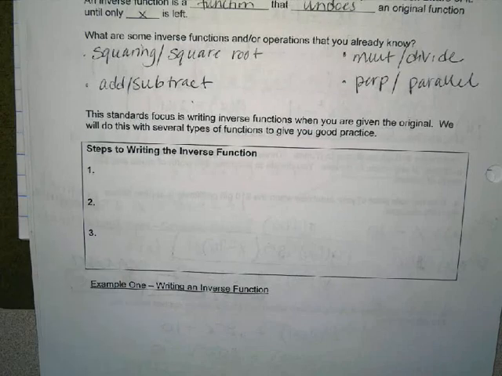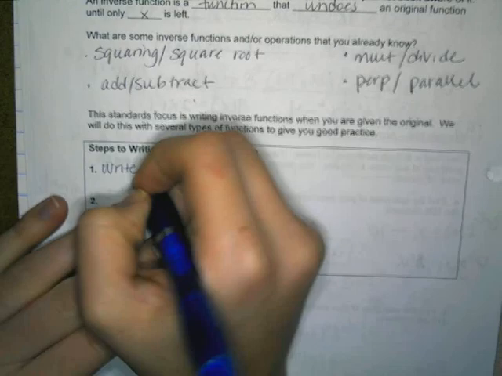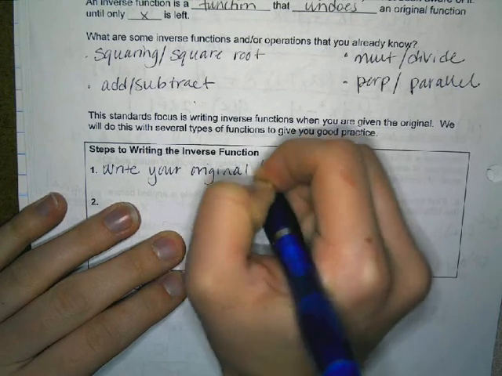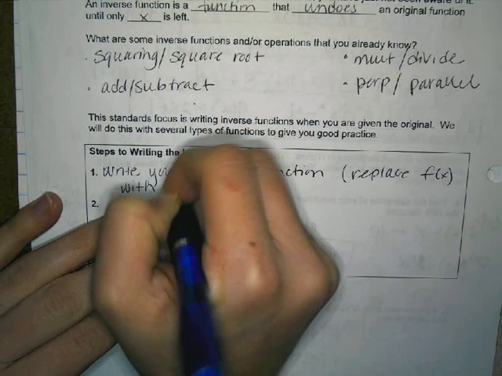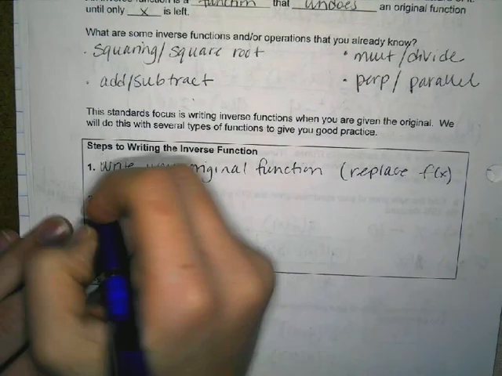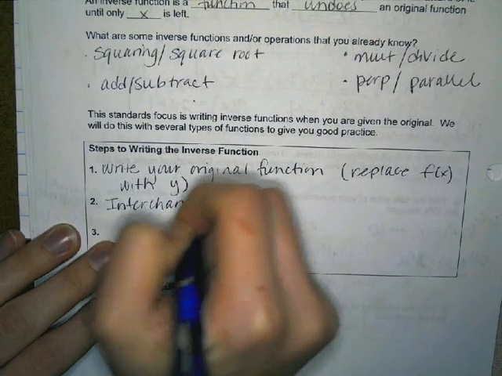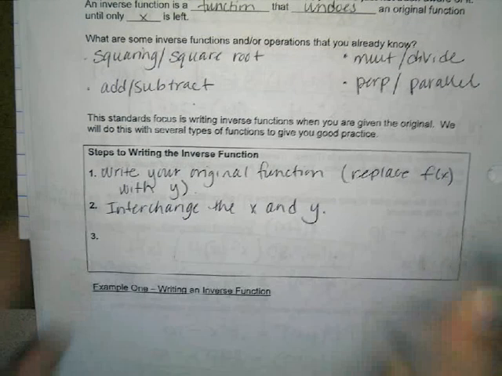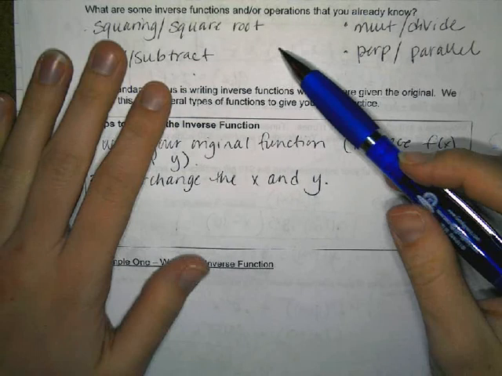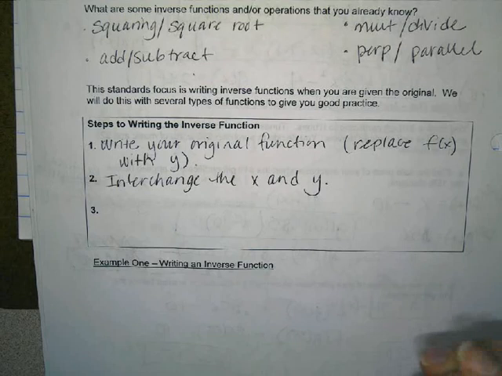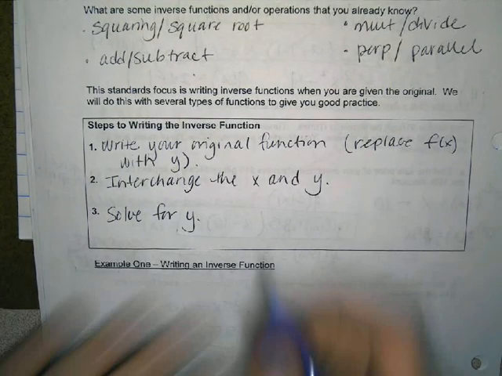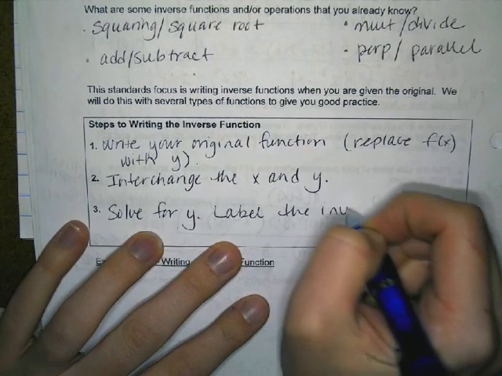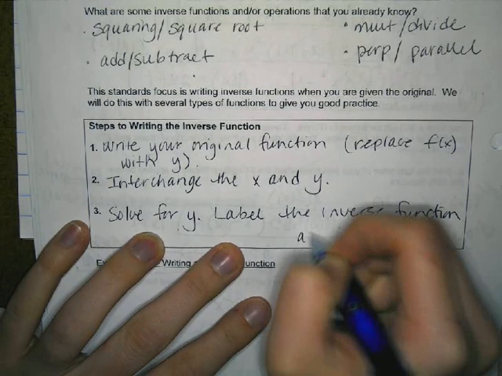Okay, so steps to writing the inverse function, because that's what the original standard is talking about. You're going to write your original function, and if you need to, replace f of x with the variable y, just because it'll make the next part easier. Then you interchange the x and y. Basically, you flip the position of them, because with inverse functions, everything is completely opposite. So the x and the y we're going to completely flip around. And then your third step is to solve for y. And then we usually label the inverse as f to the negative 1 of x.